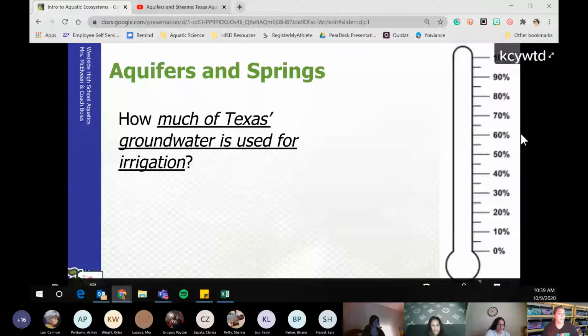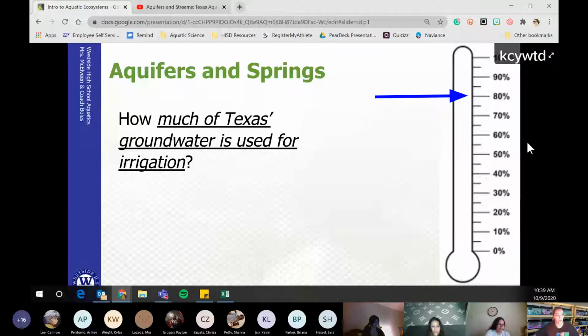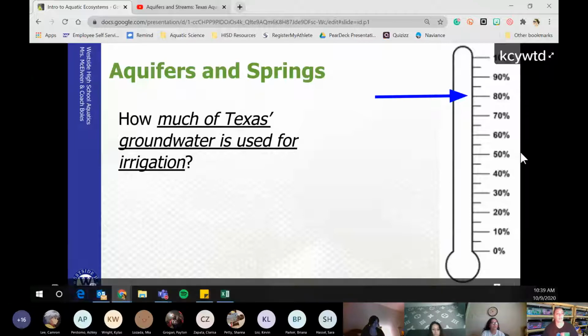The answer is 80%. Out of the groundwater we pull, 80% of that is used for agriculture. I had asked you all the other day, do you think all states use most of it for agriculture? We said no, because not all states grow crops or have animals that they raise for food. It was 80% agriculture, 15% for cities or municipalities, and 5% for factories, industries.